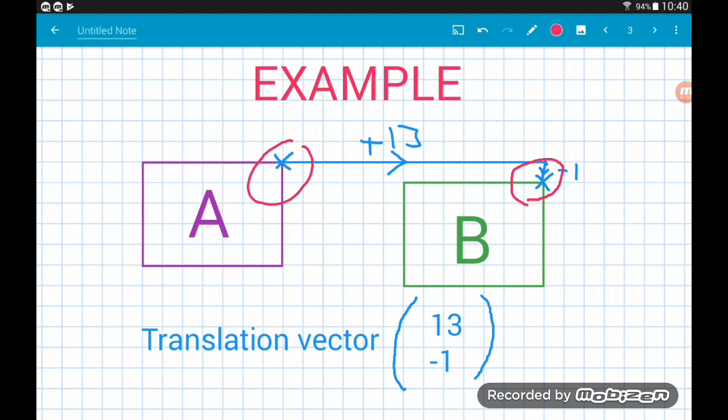On the flip side, if we wanted to get back to shape A from shape B, we would have to do the exact opposite. We would have to go 13 places to the left, so that would be minus 13, and we would have to go 1 square up, so our y vector would be positive 1. So the vector minus 13, 1 would take us back from shape B to shape A.